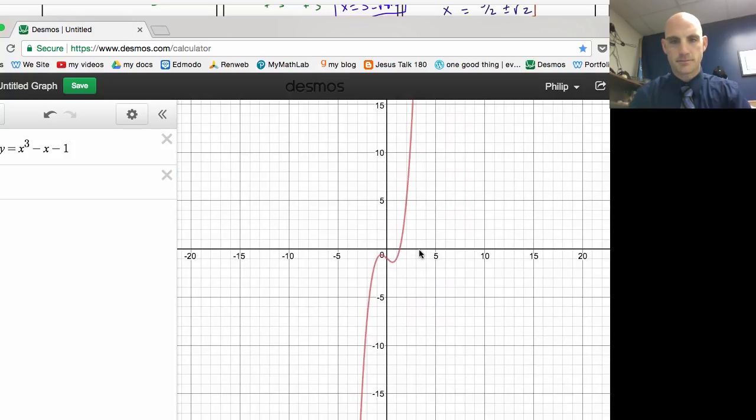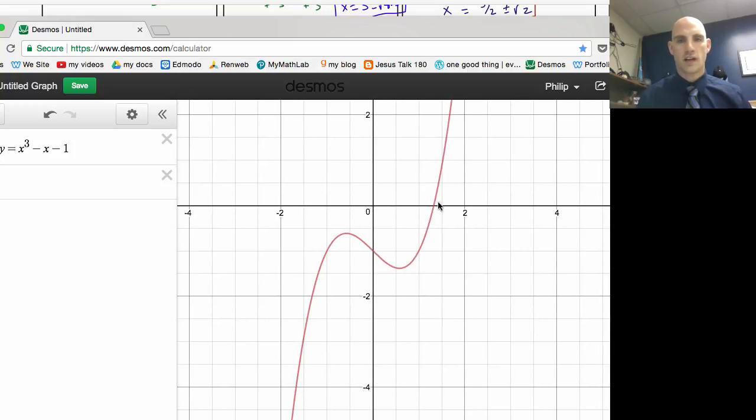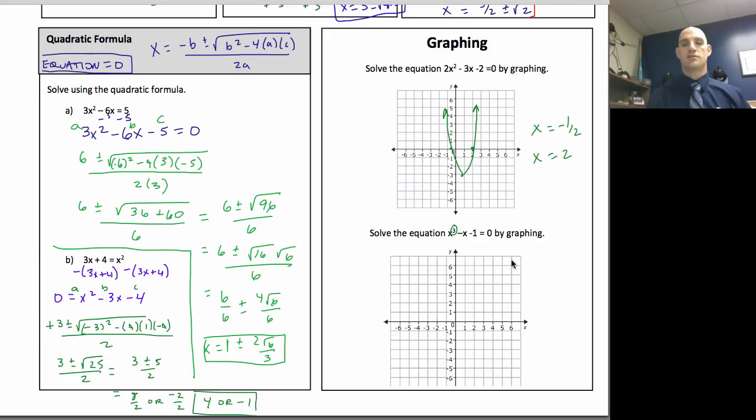Okay, so check it out. I have the possibility of having 3 zeros, but when I graph it, notice how many times it goes through the x-axis. Check it out. It only goes through one time. So my solution is 1.325 comma 0. So x is equal to 1.325, or 1.325 comma 0 is the point that is the solution.